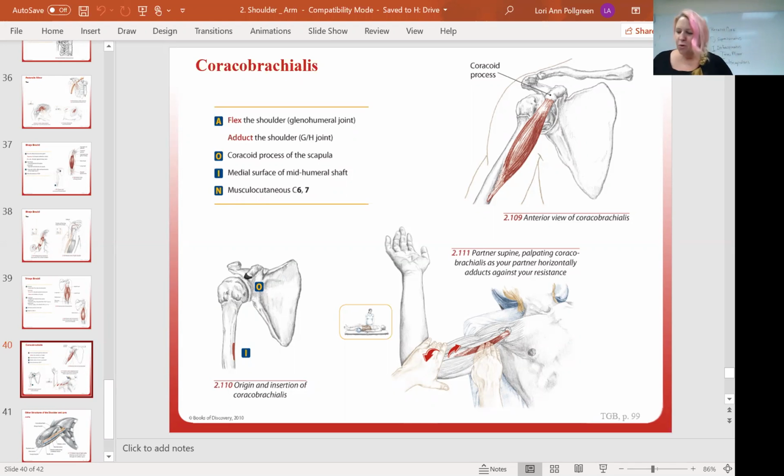And when do we use our coracobrachialis? Reaching around your face to scratch your opposite ear, weightlifting, doing a bench press, and in martial arts, a forearm block in front of your chest.